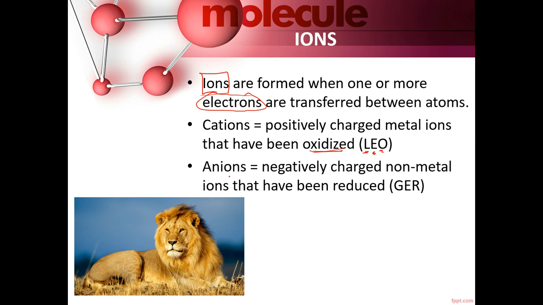Anions, on the other hand, are negatively charged ions that have been reduced, which sounds really weird because how can you get electrons and be reduced? Because we know that negatively charged anions have gained extra electrons. How this very strange vocabulary works is this: you gain electrons, your charge gets more negative. That's the reduction part. Your charge has gone down.